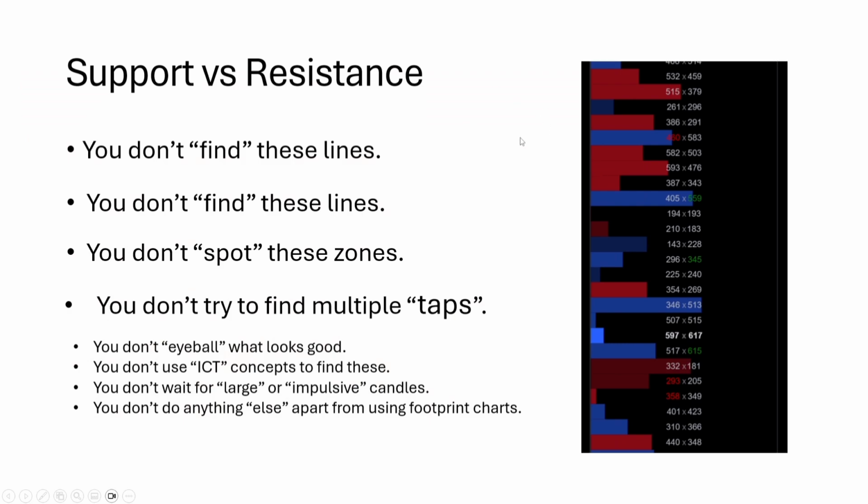But I want to kind of finish you on this note here, right? You don't find the lines, you don't draw the lines, you don't wait for taps, you definitely don't eyeball, you don't use ICT concepts, you don't wait for large, impulsive, nice, big, green, red, hammer, engulfing candles. You don't wait for any of those candles, right? You don't name candles. Candles don't have names, right? Candles are candles.